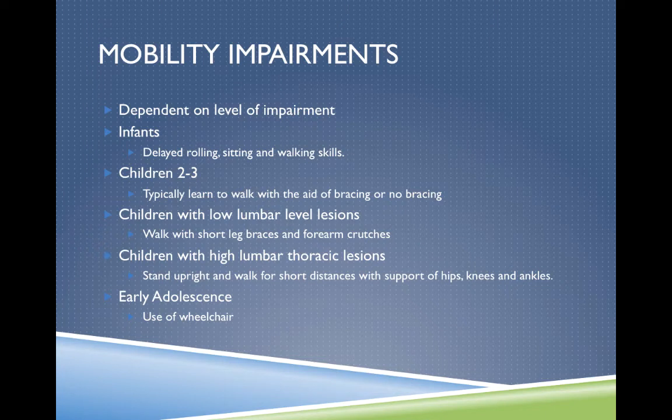Types of bracing include parapodium, an adjustable standing brace, RGO, reciprocal gait orthosis, or HKAFO, hip, knee, ankle, foot orthosis, which is used with either a walker or crutches. Children with low lumbar level lesions walk with short leg braces and forearm crutches. And children with high lumbar thoracic lesions stand upright and walk for short distances, as I said, with support of hips, knees, and ankles. During early adolescence, many start to use a wheelchair. The use of the wheelchair is due to the center of gravity and changes in strength, and it offers the child the advantage of speed, efficiency, and general appearance.